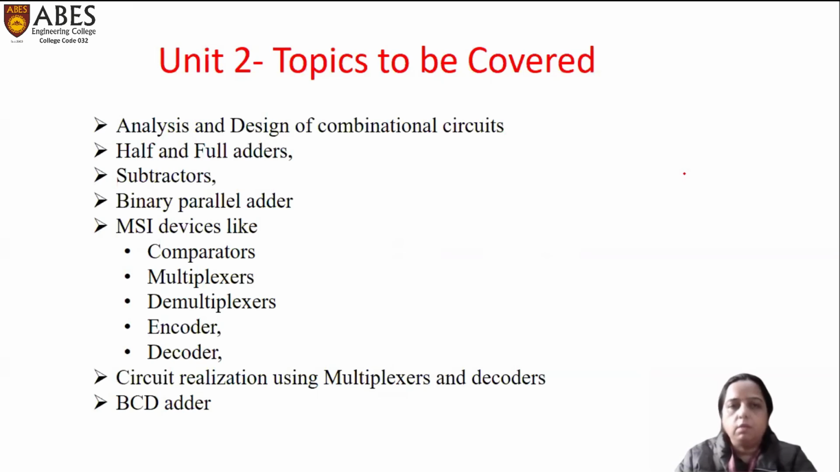So first of all, we would be discussing full adder and half adder, in which the addition of two numbers having 1 bit, and 3 bits addition would be discussed in full adder.